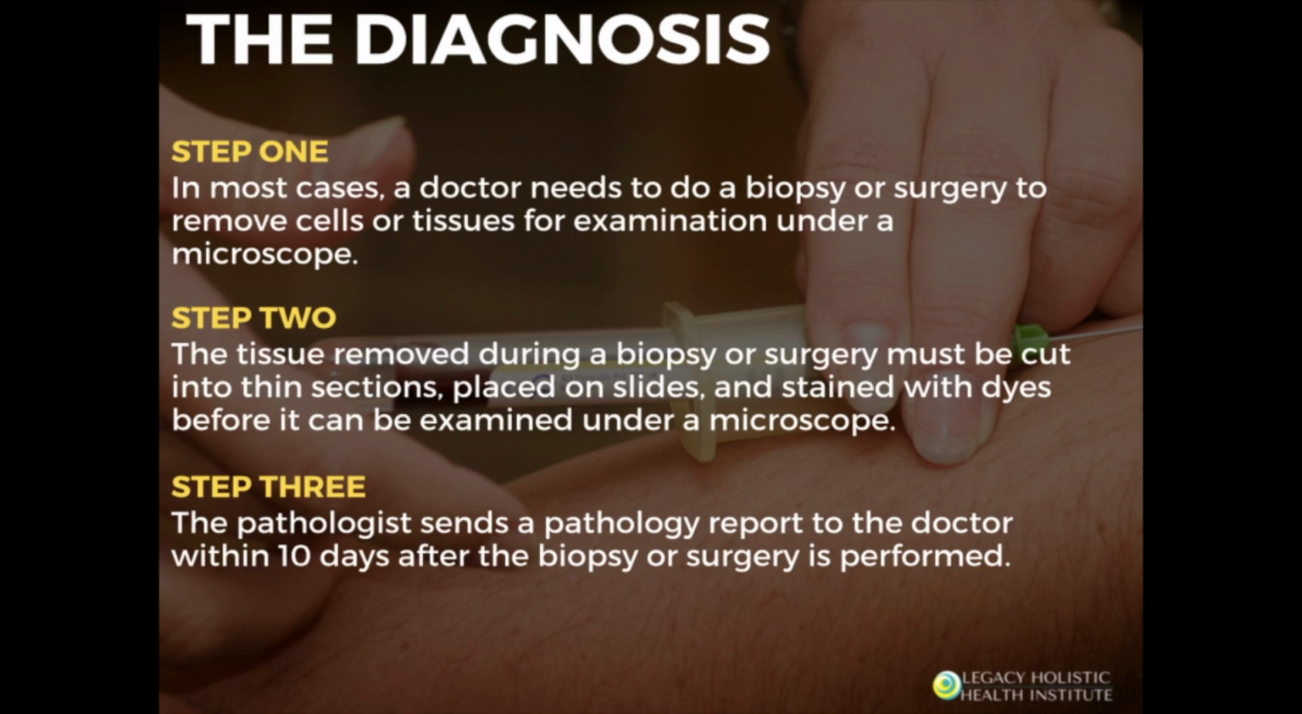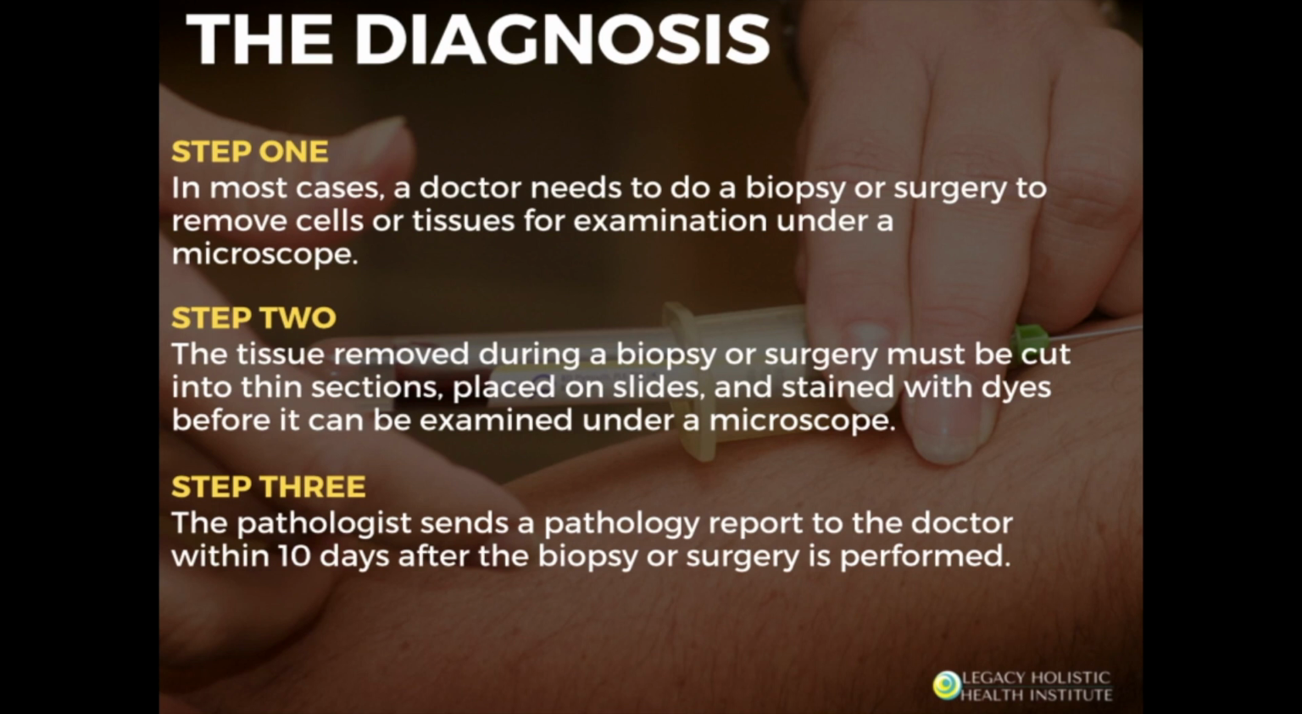Okay, so when it comes to the diagnosis process, the one thing we want to make sure we look at is the different things that are happening. So in step one, in most cases, a doctor needs to do a biopsy or surgery to remove cells or tissue for examination under a microscope. This is what we call the tissue sample stage.